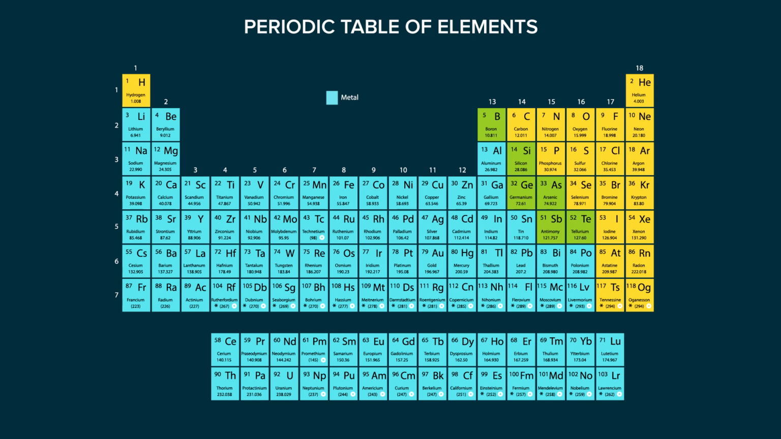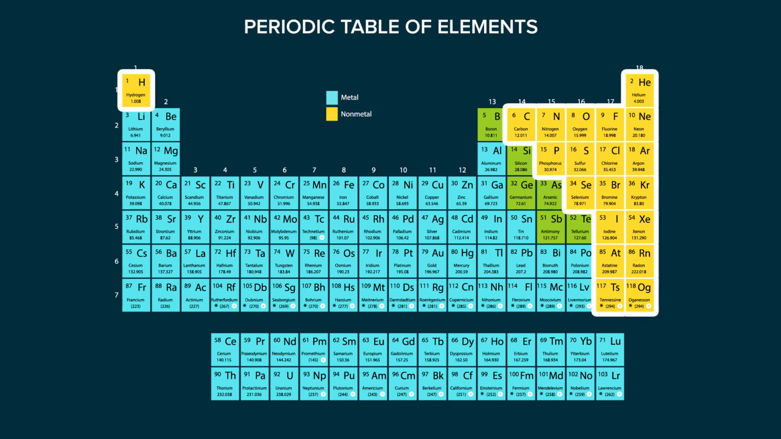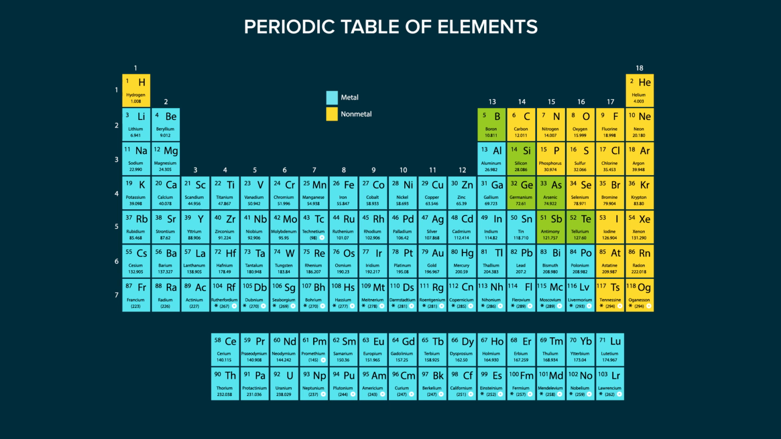With the exception of hydrogen, nonmetals are located on the right side of the periodic table. Many nonmetals are gases, and they are poor conductors of thermal energy and electricity. Between the metals and the nonmetals on the periodic table are the metalloids. Metalloids have properties of both metals and nonmetals.